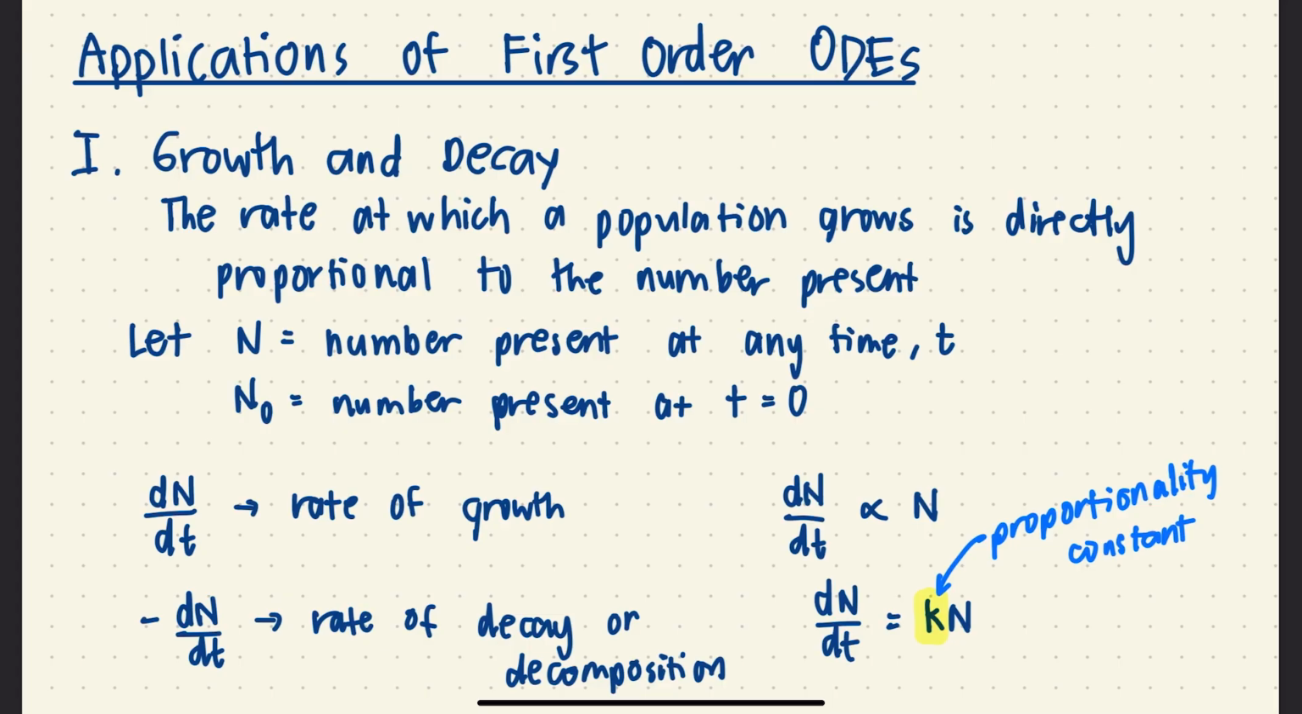So, as mentioned, the rate at which the population grows is directly proportional to the number present. So we have dn over dt is proportional to n. And to make this equal, we use a proportionality constant k. So this is our starting differential equation. We will be applying your solutions to first order ordinary differential equations to solve for growth and decay.